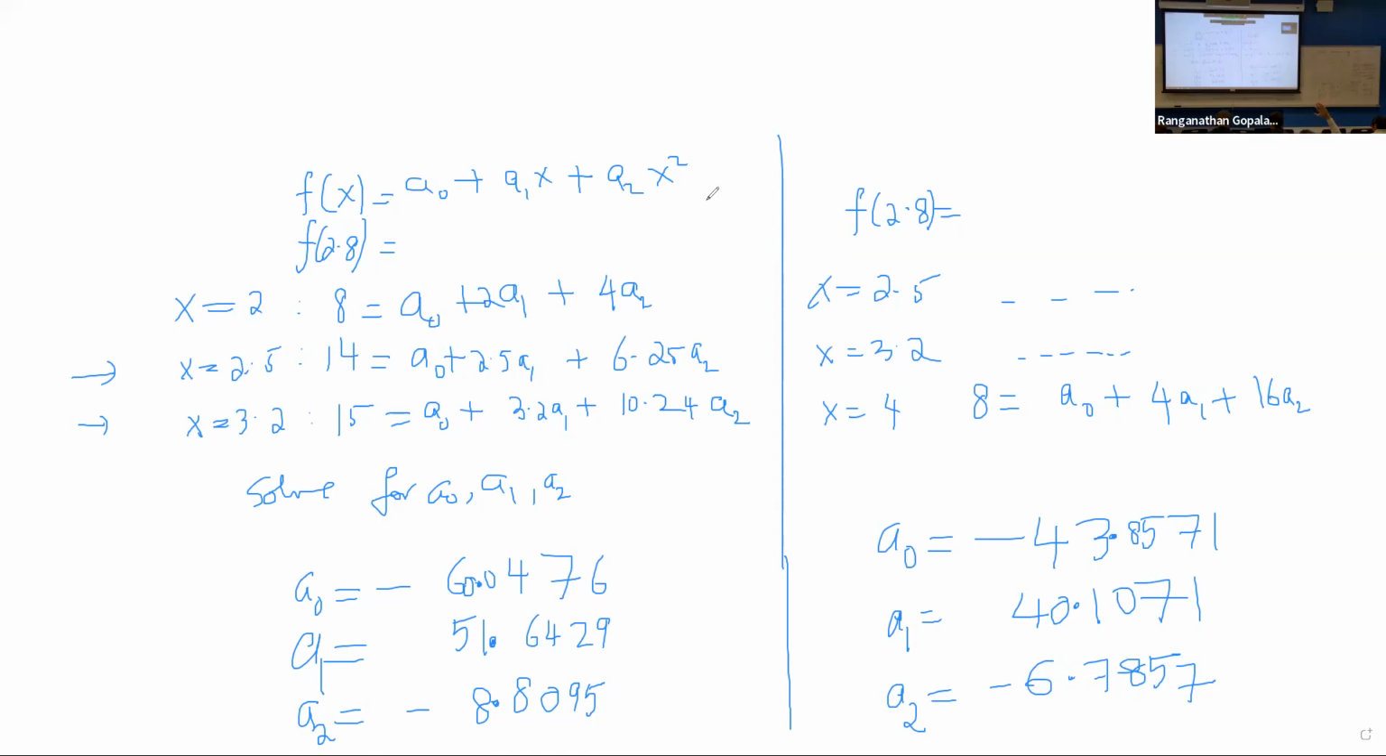Not 153 and 13, 153. Can you give more decimal points? 153.6190. And the other one we got 13.2429.